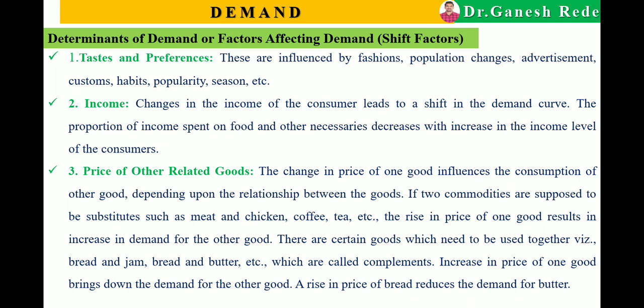Okay, now there are certain goods which need to be used together, meaning complementary goods. Example, bread and butter. So an increase in price of one good brings down the demand for the other good, or a rise in price of bread reduces the demand for butter. Because if the price increases, the consumer will purchase less bread, and they will also purchase less butter, so it will hamper the demand for butter also. So that is about the next determinant.